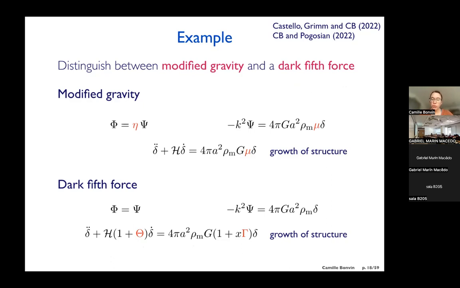And so if we compare these two equations, we see that they are very similar. In both cases, we have an effective Newtonian constant, which replaces the standard G. In the case of modified gravity, G is just multiplied by this mu, whereas in the case of a dark fifth force, we have the impact of the fifth force on this Newton constant. And so there is a small difference, which comes from the fact that in modified gravity, all matter is affected by this modification, whereas in the case of a dark fifth force, only the dark matter is affected. And this is reflected in this parameter x that I have in front of gamma, which is the fraction of dark matter that we have in the universe.